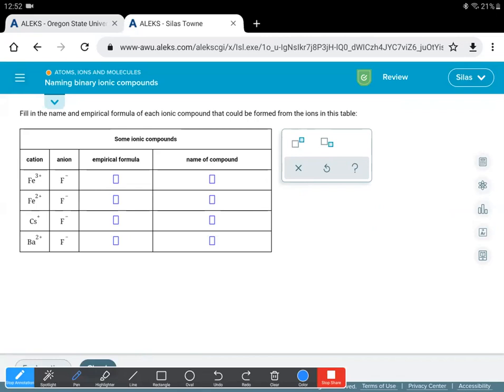Okay, in this objective, we're looking at naming binary ionic compounds. So binary means there's two. We are going to do two things. We're going to write the empirical formula, and then we're going to write the name of the compound.